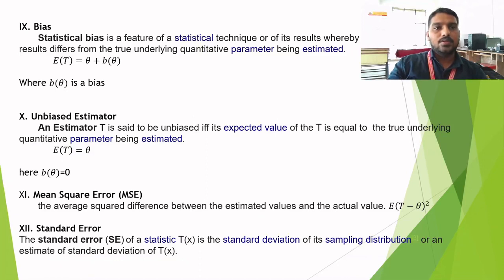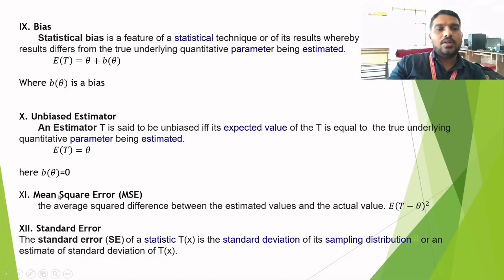Okay, so what does unbiased estimator mean? In an unbiased estimator, the bias b(theta) is 0. If b(theta) is 0, it is called an unbiased estimator. That means the expected value of T, the expected value of the estimator, is equal to theta. If b(theta) is negative, then it is a negatively biased estimator. If b(theta) is positive, then it is a positively biased estimator.